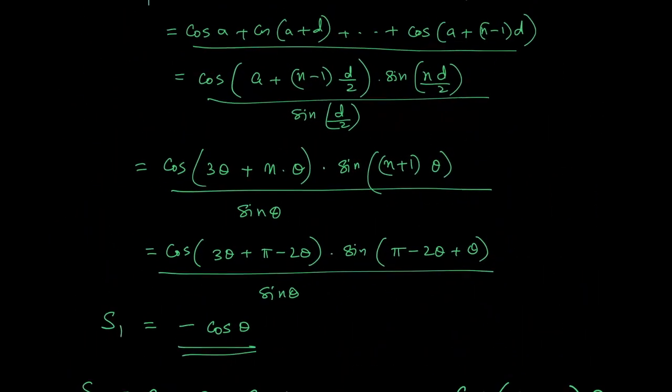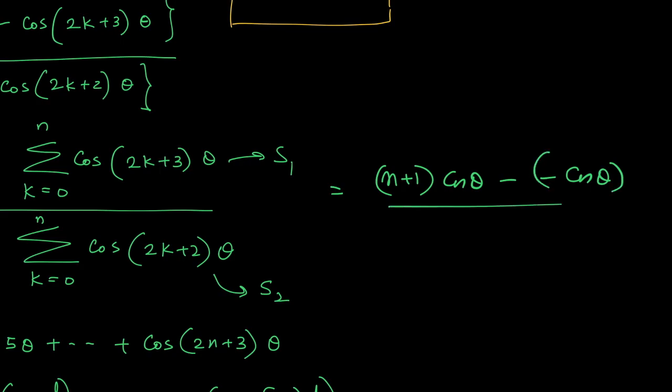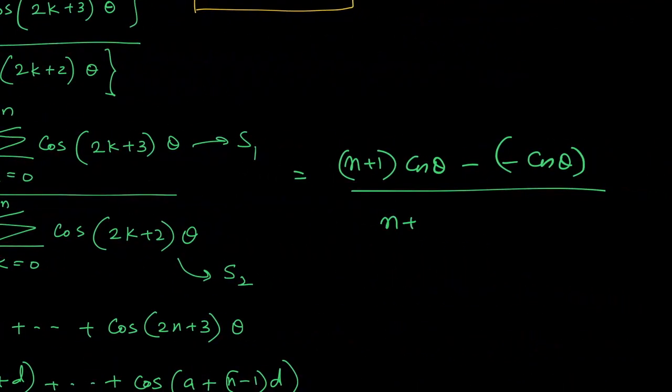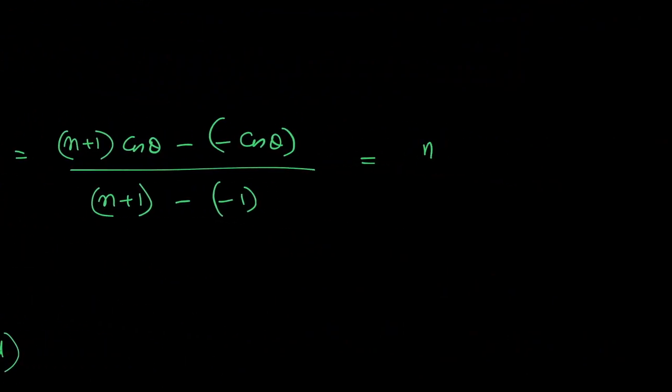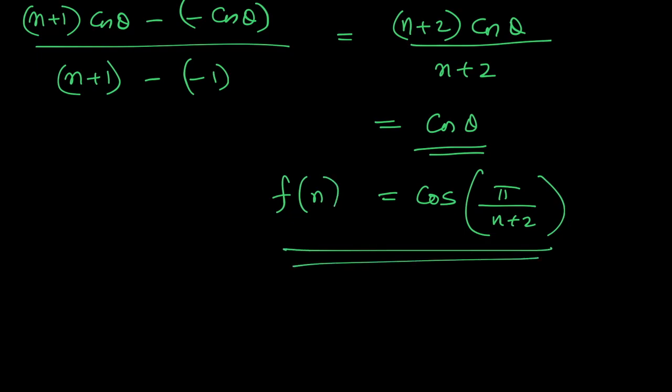Go and substitute this expression and this term. So this term will be n plus 1 times cos theta minus cos theta. S1 was minus cos theta, by n plus 1 minus 1. So in the numerator we have n plus 2 cos theta, and in the denominator we have n plus 2. So the answer comes out as cos theta. And this cos theta is nothing but cos of pi divided by n plus 2. And that was our f of n. This is our f of n. f of n comes out as cos of pi by n plus 2.